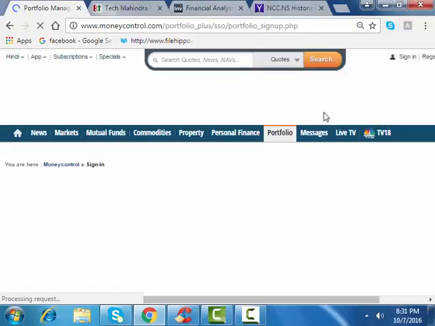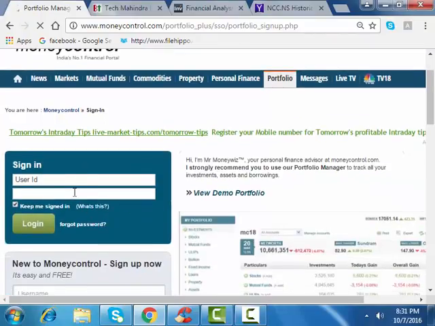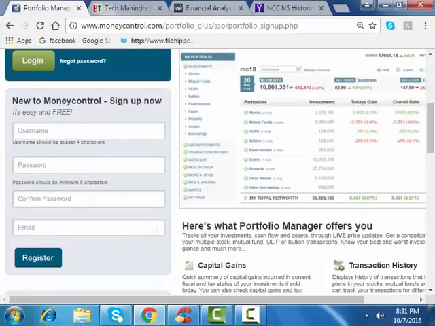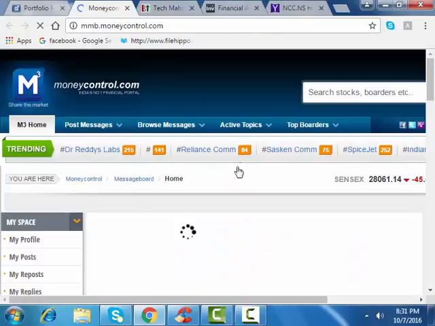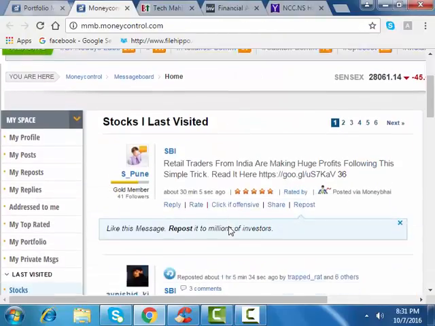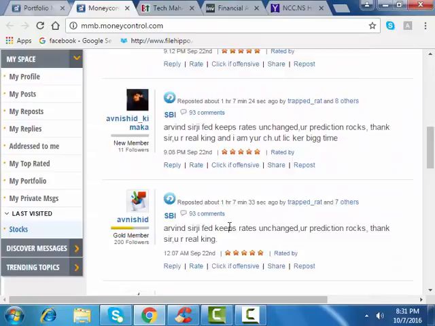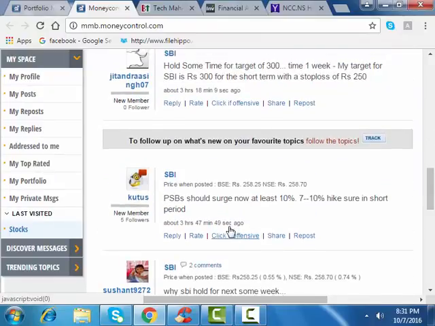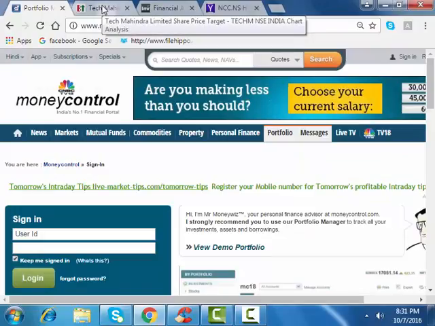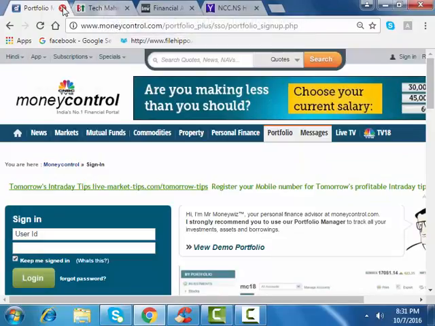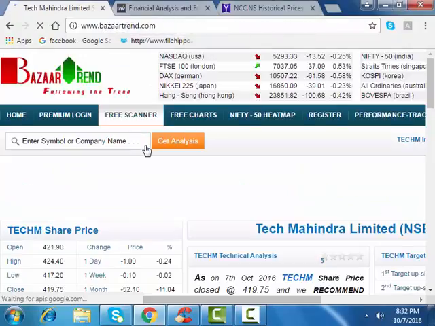In this portfolio you can manage your personal portfolio. You have to sign in. First you have to create a moneycontrol account. After that only you can manage your portfolio here. Okay. These are the messages posted by experts. Close this and then we'll open Bazaar Trend.